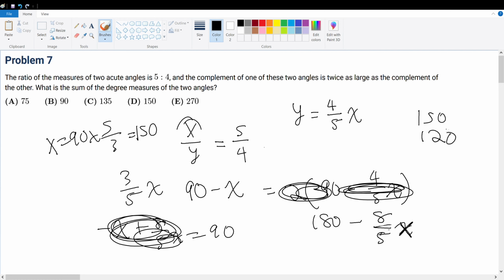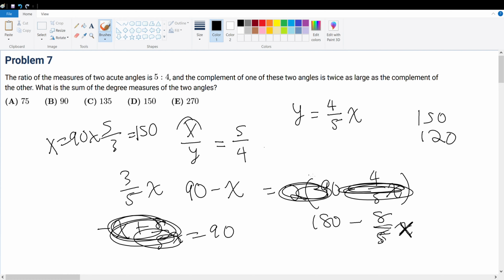So what is the sum of the two angles? Well, we obviously did something wrong here, so let's go back to the drawing board. Y is the same thing as 4 over 5x. 90 minus 4 over 5x. So the complement of one of these angles.